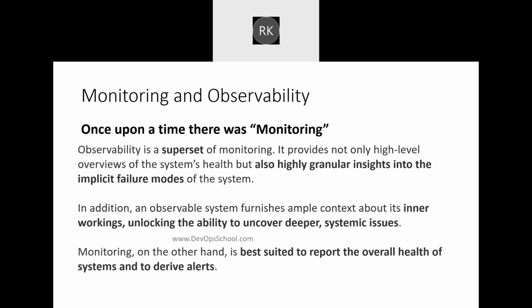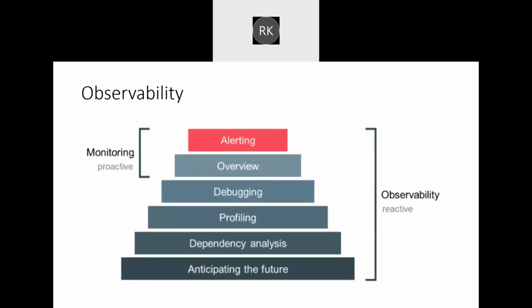Once upon a time there was monitoring, but observability is a superset of monitoring. It provides not only high level overviews of the system health, but also highly granular insight into the implicit failure modes of the system. In addition, an observable system furnishes ample context about inner workings, unlocking the ability to uncover deeper systemic issues. Monitoring, on the other hand, is best suited to report the overall health of the system and derive alerts. So if you want to know why it's not working, you should focus on observability.